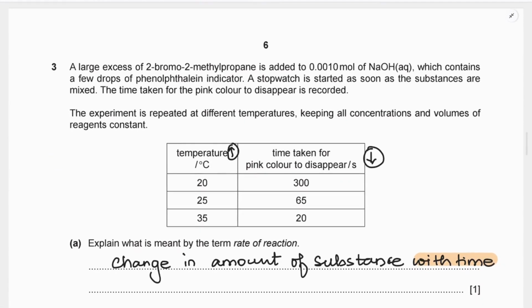Next question. A large excess of 2-bromo-2-methylpropane is added to 0.001 mole of NaOH, which is in an aqueous state, which contains a few drops of phenolphthalein indicator. A stopwatch is started as soon as the substances are mixed. The time taken for the pink color to disappear is recorded. Okay, so over here we can see the temperature has been increasing while the time taken for the pink color to disappear is decreasing. Okay, so we can see from here. Explain what is meant by the term rate of reaction.